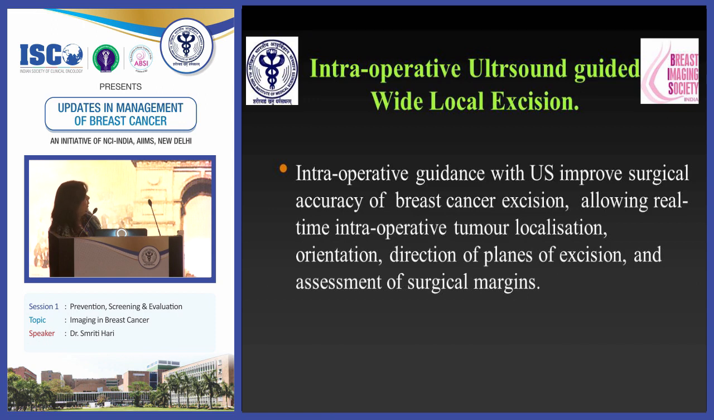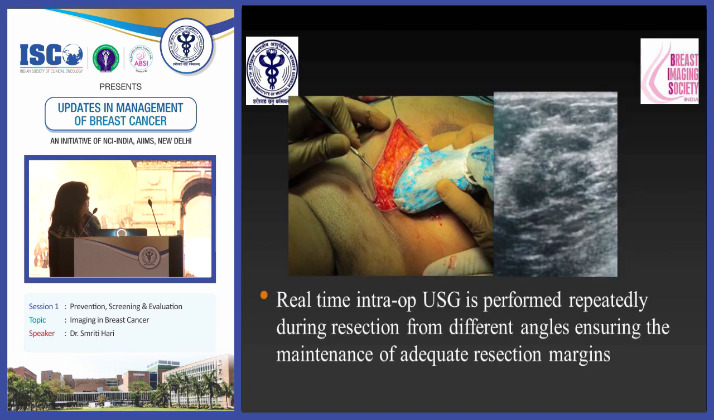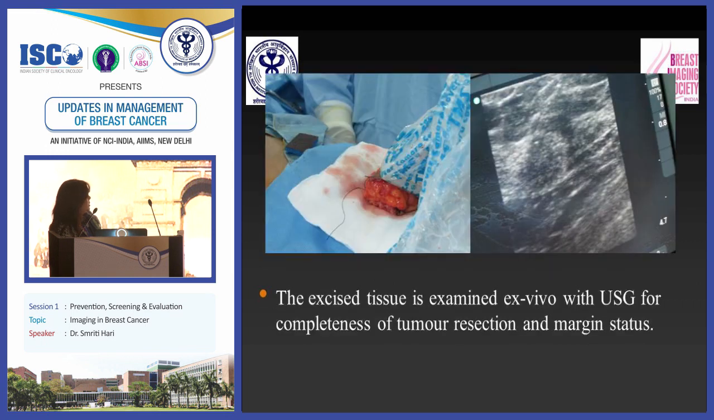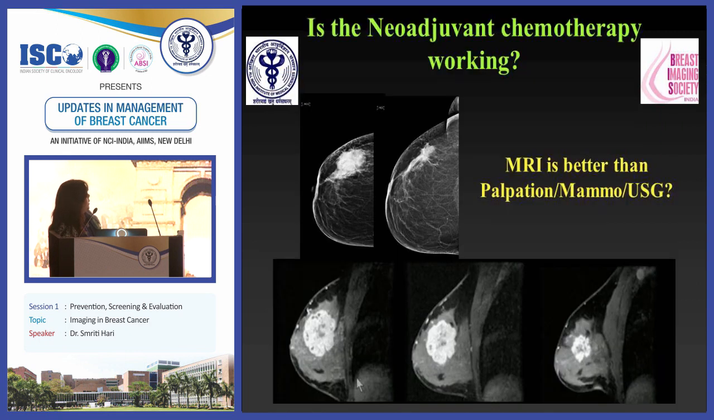A very useful method we have found is intraoperative ultrasound guidance. So in this, the ultrasound probe, well covered with a sterile sleeve, is applied through the wound during the surgery to guide the surgeon in real time about the margins and location of the lesion, and you end up with a specimen where you can check the margins there and then in the operation theater.